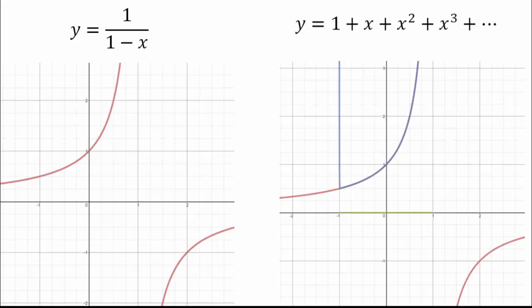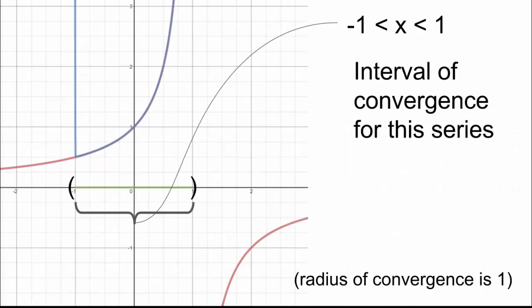Here's what it looks like graphically. On the left-hand side there, you can see our 1 over 1 minus x. On the right-hand side in blue, you can see the infinite polynomial. And as you can see, they match each other exactly in that green region along the x-axis from -1 to +1. So there we have again the interval of convergence. Also remember we had the term radius of convergence, which is half the length of the interval.